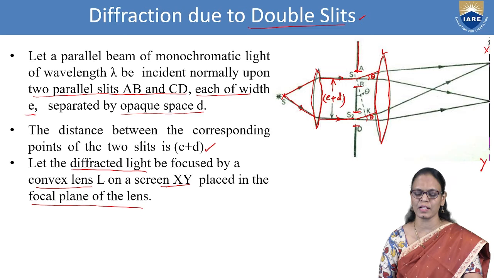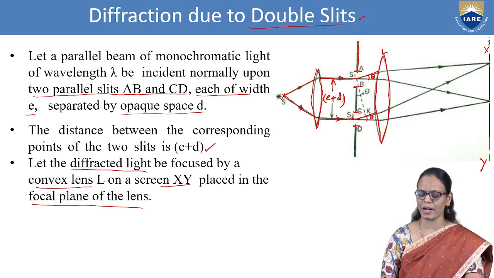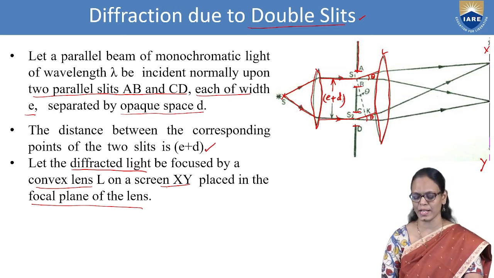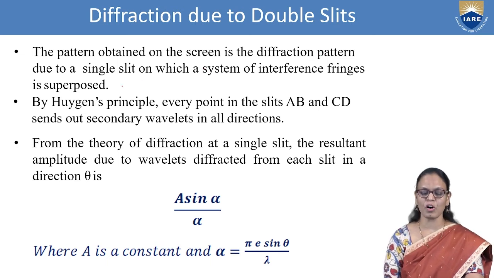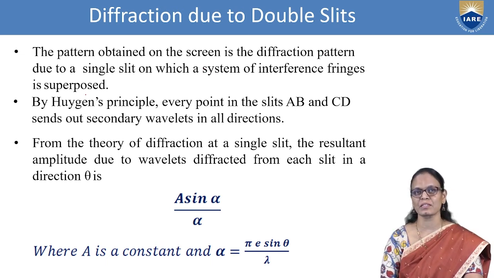So everything is similar till now to what we have seen in the single slit. The only difference is that there are two slits, so we are considering both the slits and the distance between them is taken as E plus D. Now the pattern obtained on the screen is a diffraction pattern due to the single slit on which a system of interference fringes is superposed.